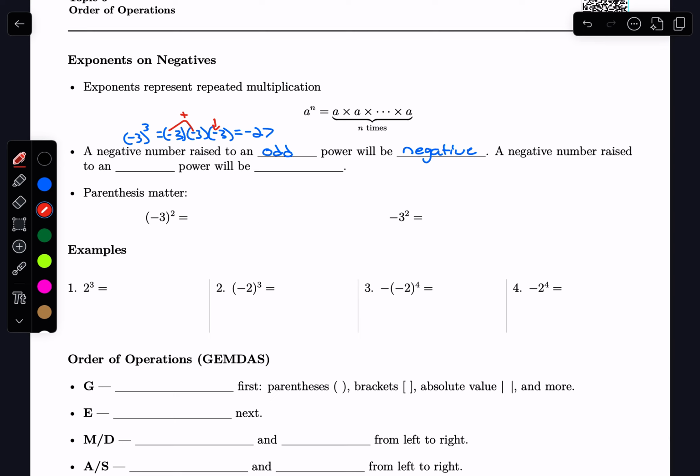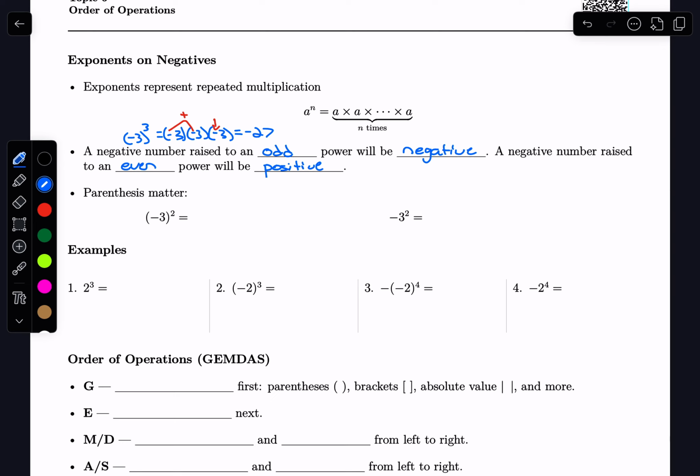So all you have to remember is that if the exponent is odd and the base is negative, then you will have a negative answer at the end. However, if we have a negative number raised to an even power, then this result will be positive because all the negative signs will cancel each other out in the middle.